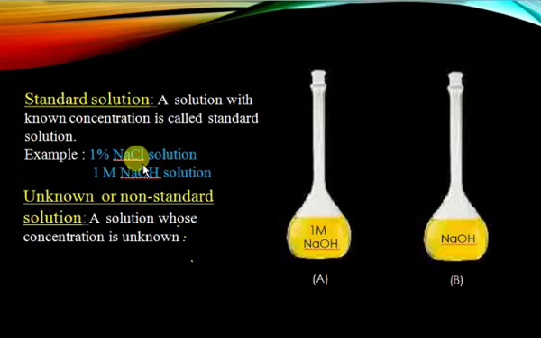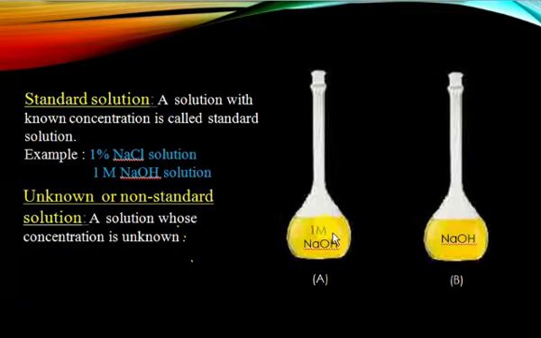If we know how much amount of solute is dissolved in the given solution, then the given solution must be a standard solution. For example, here we have 1% sodium chloride solution and 1 molar sodium hydroxide solution. Here we have two examples, A and B. So here we write 1M NaOH. How will you pronounce this one? We can pronounce it as 1 molar sodium hydroxide solution.